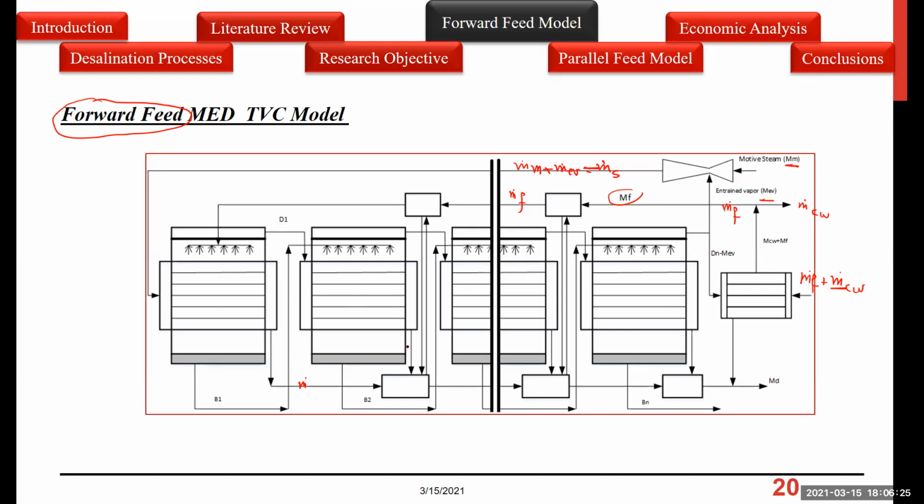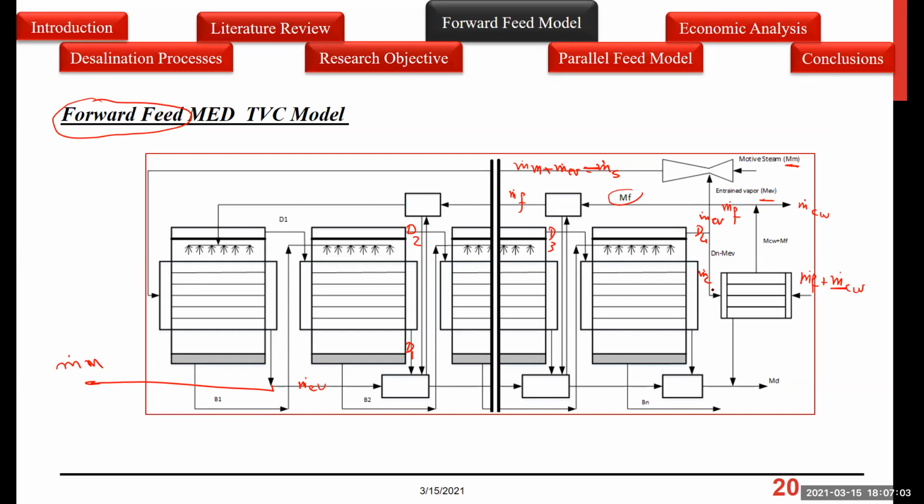Then the vapor which is leaving the stage will be D1. Vapor is formed here to preheat the feed, which is coming here. And when you are looking at the quantity which is leaving here, this is basically D2, this is D3, and this is D4, out of which part is being taken up, which is m dot entrained vapor, and the rest, m dot condenser, is going to the condenser.